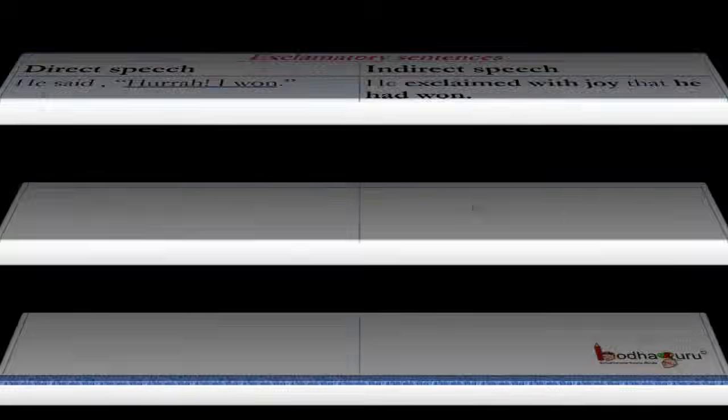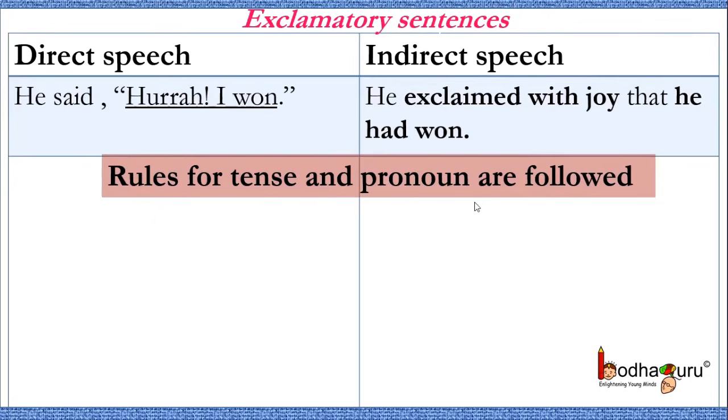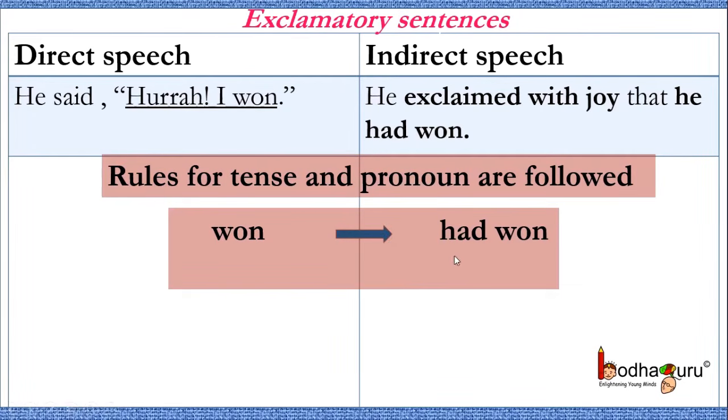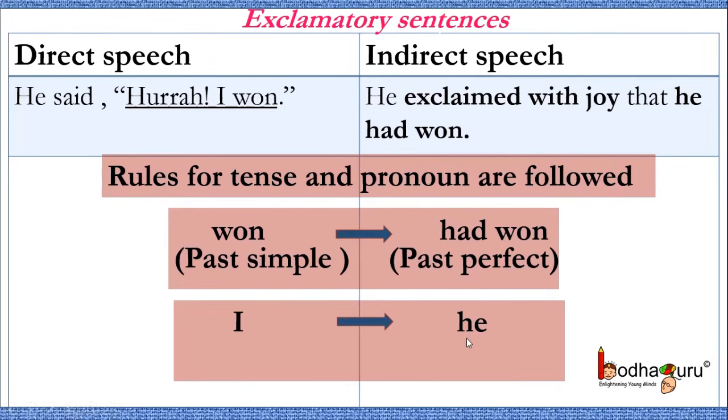When we are changing the exclamatory sentences from direct to indirect speech, what do we see? The rules for tense and pronoun are followed. Won became had won in indirect speech. That is, past simple tense got changed to past perfect tense. I got changed to he. This is because the first person is changed according to the subject of the reporting verb, which is he here.